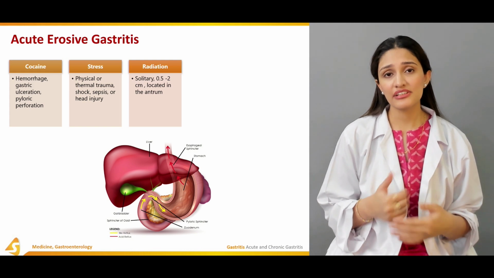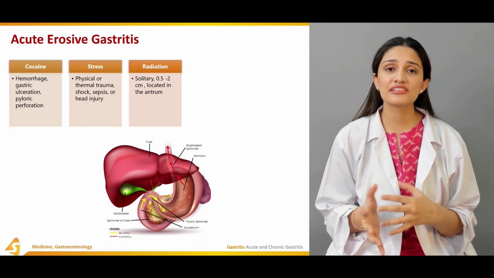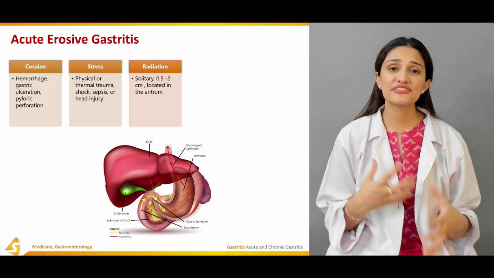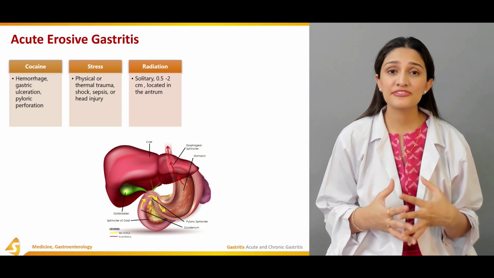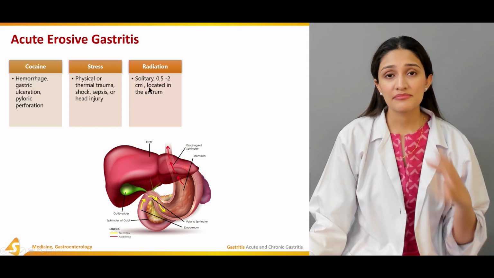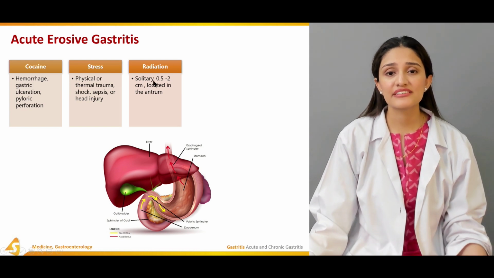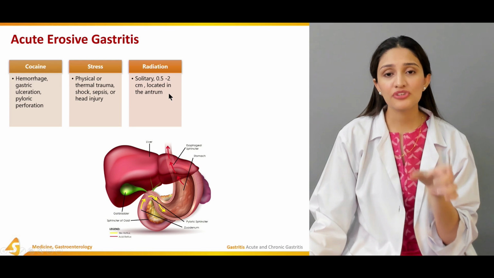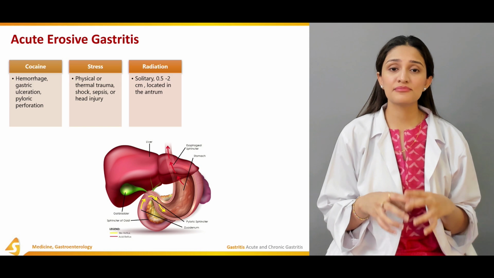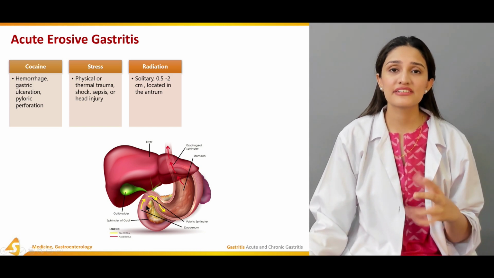There is acute and chronic radiation. Acute radiation is when the radiation occurs for less than 6 months, and chronic radiation is when a patient has this radiation for over a year. The gross picture of this type of gastritis regarding radiation is that the ulcers might be solitary and around 0.5 to 2 centimeters and usually located more in the antral region of the stomach. The end of the stomach is called the antral region.